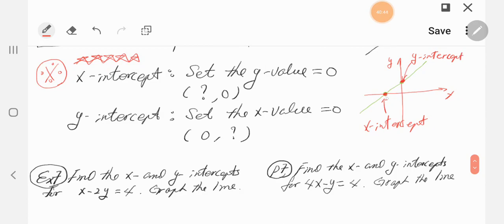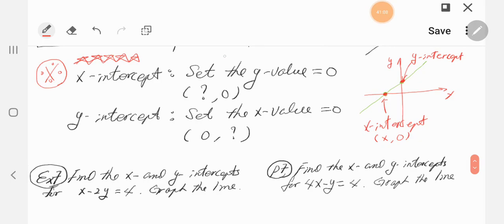And then the coordinate of the x-intercept. Any point on the x-axis, what's the y value? The y value is 0, right? And the x value is the x value, right? x comma 0. So for the x-intercept, the y value is always 0. So we will set the y value equal to 0.